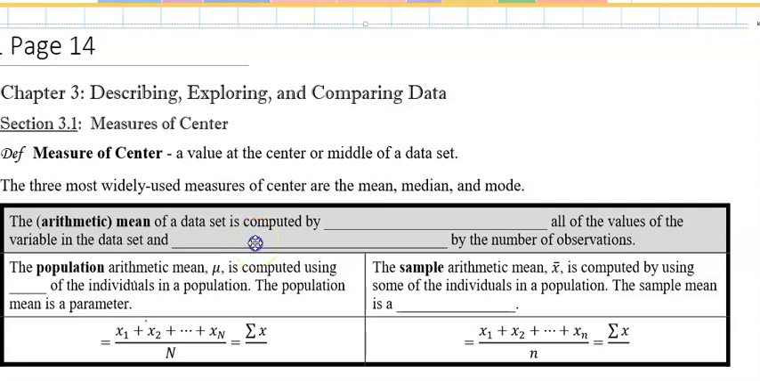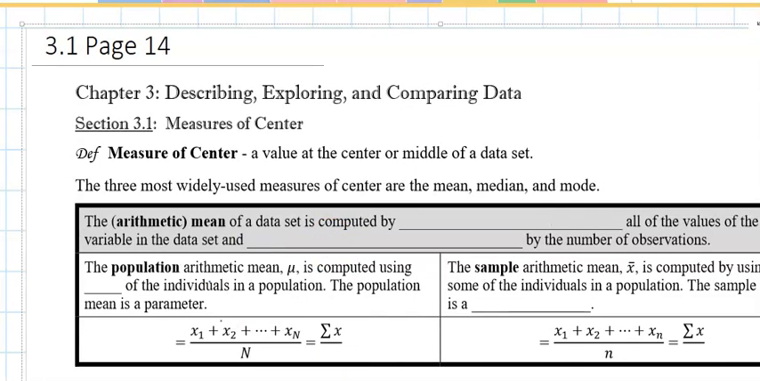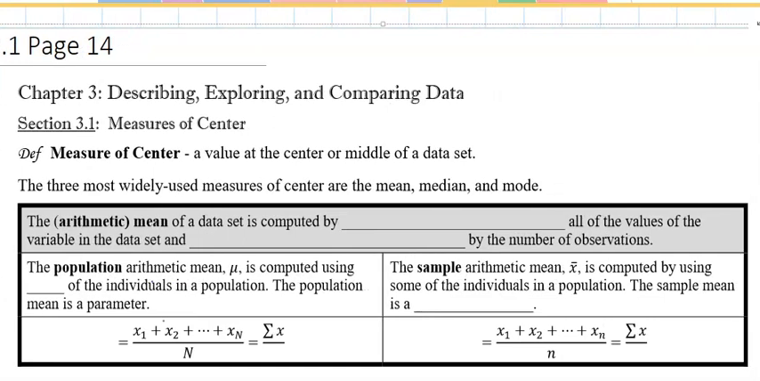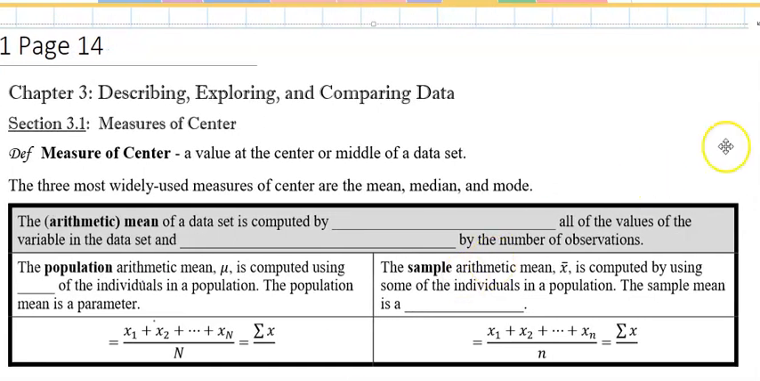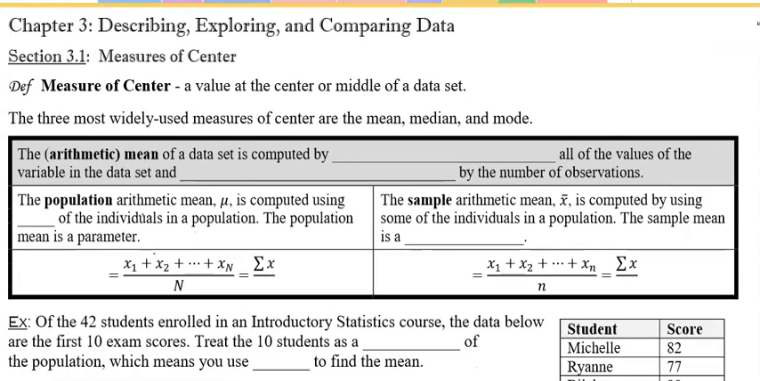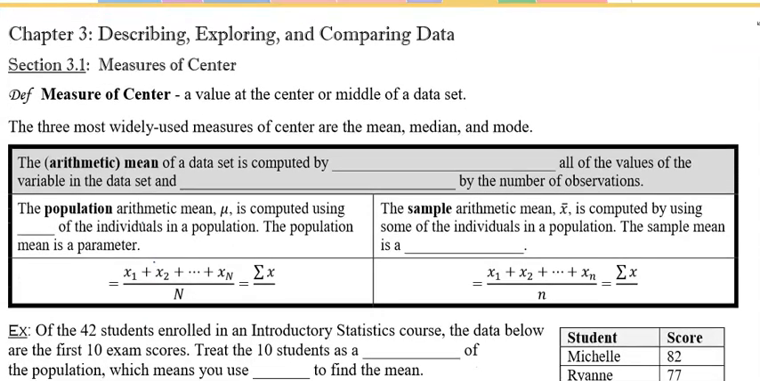Okay, this is section 3.1, page 14. So in this section, describing, exploring, and comparing data. That's chapter 3. 3.1 talks about measures of center. That's crucial for what we do.